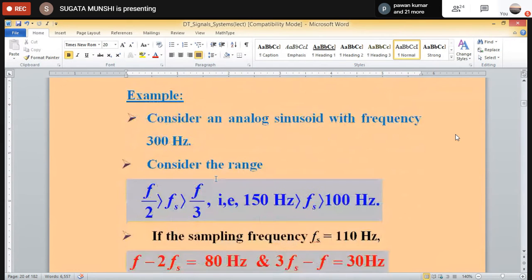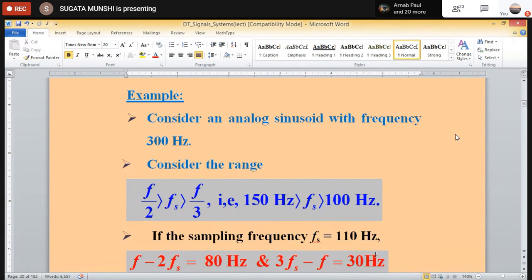Now have a look at this numerical illustration. Suppose you have an analog sinusoid with frequency 300 hertz. Now, if fs lies in the range between f by 2 and f by 3, that is between 150 hertz and 100 hertz, what will happen then? Suppose the sampling frequency is 110 hertz. Then f minus 2fs will be 80 hertz and 3fs minus f will be 30 hertz.